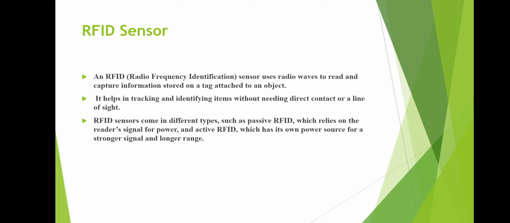RFID sensors means radio frequency identification sensors. They use radio waves to read and capture information stored on a tag attached to an object. It helps in tracking and identifying items without needing direct contact or a line of sight. The RFID sensors come in different types such as passive RFID and active RFID.